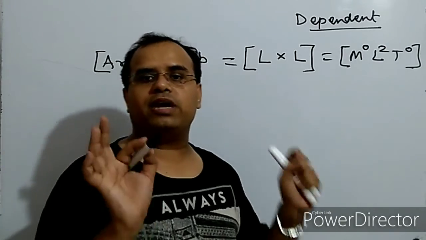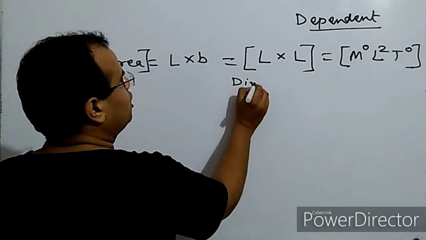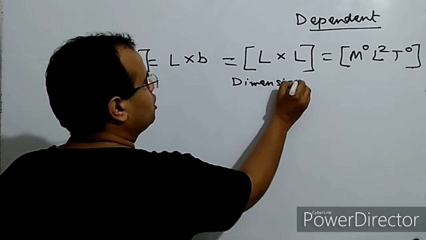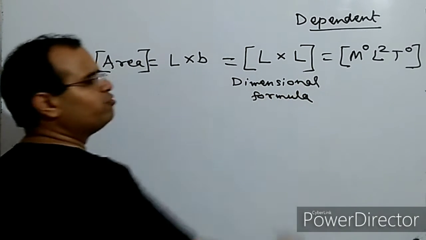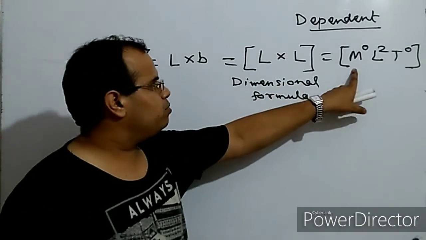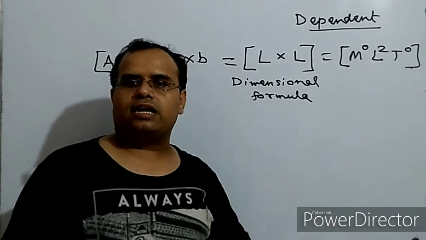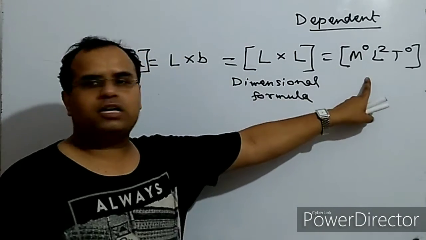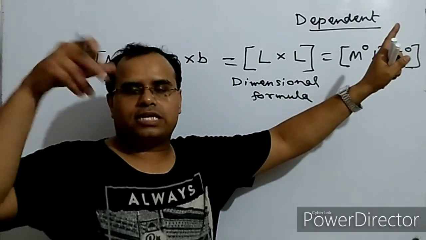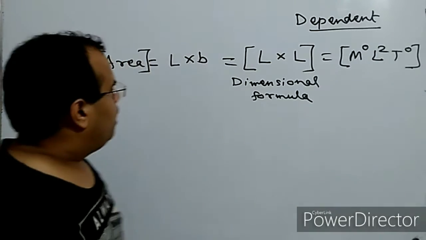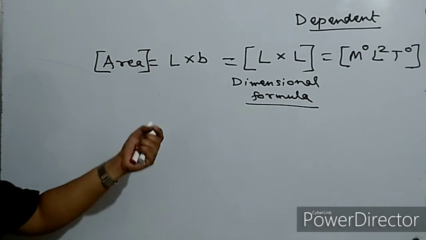This is called the dimensional formula of area. This dimensional formula gives so much information. M0 means that area doesn't depend on mass. T0 means that area doesn't depend on time. L to the power 2 means that area depends on the second power of the length. This is what is called the dimensional formula.